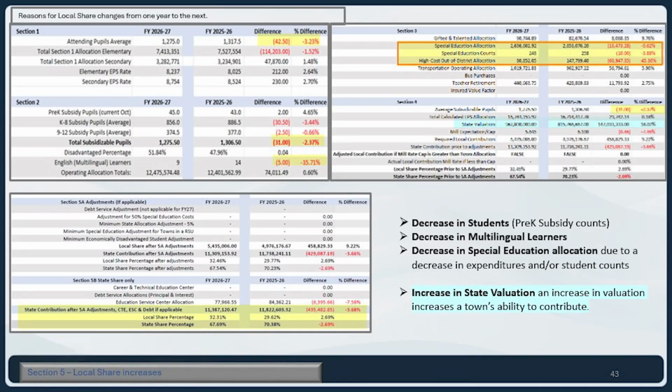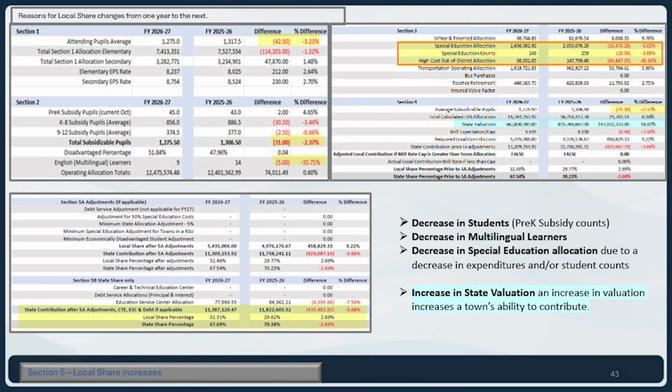So for this SAU, you can see that they have a decrease in attending and subsidy pupils, so they have fewer pupils. In Section 3, this is a big one, special ed allocation. They have a lesser amount in their special ed allocation, and that is due to a decrease in special ed counts, and also likely due to a lesser amount of expenditure in special ed.